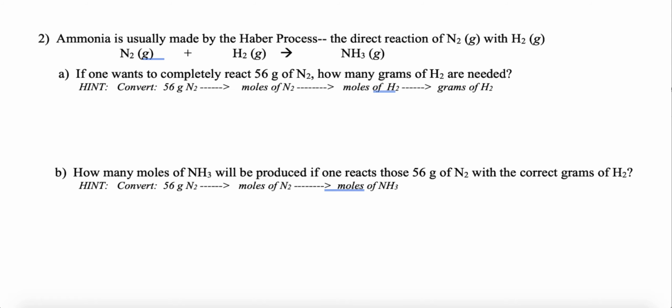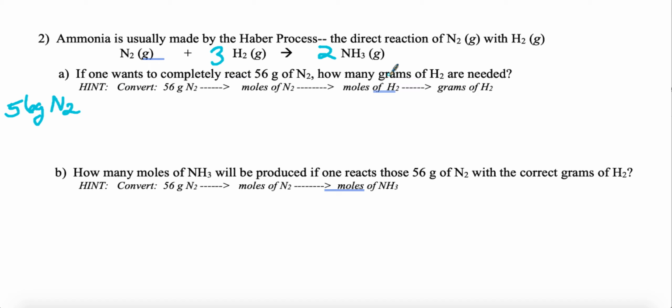So let's take a look at an example here. Ammonia is made by the reaction of nitrogen with hydrogen. So our balanced reaction comes to the coefficients 1, 3, and 2. We want to know how many grams of hydrogen are needed to react with 56 grams of nitrogen. So we have 56 grams of nitrogen, and we have to get all the way to grams of hydrogen.